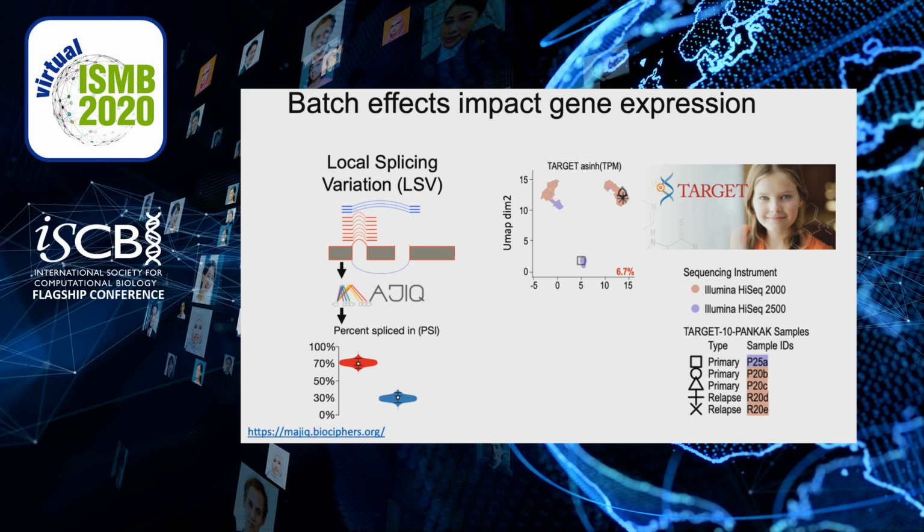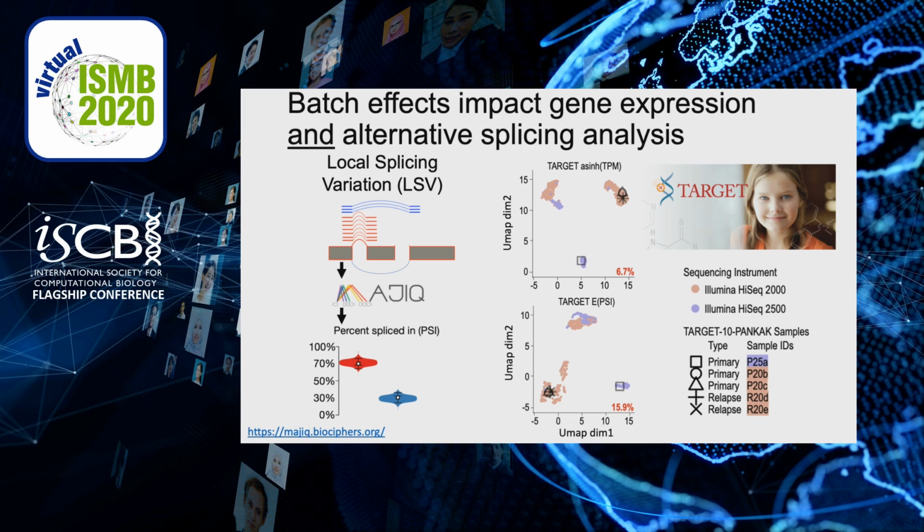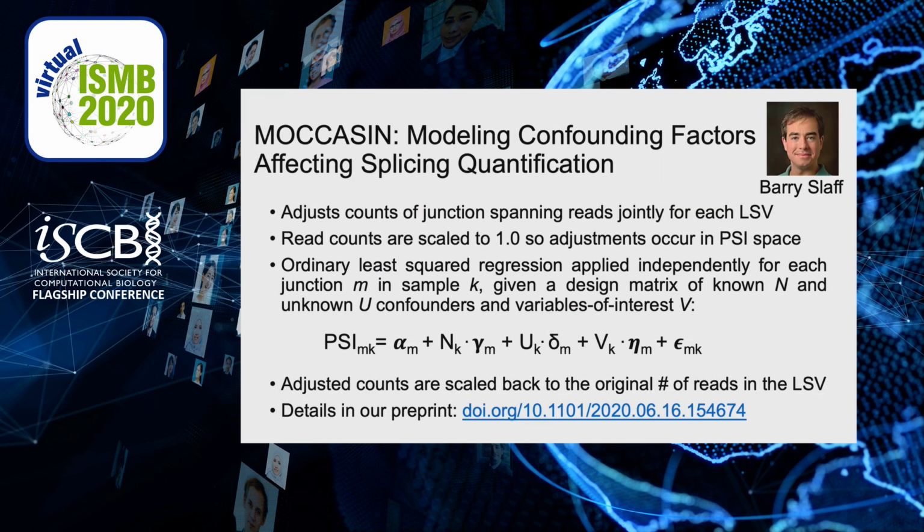effect. Now, when we look at this data quantified for splicing, perhaps unsurprisingly, we see this same batch effect in the splicing analysis too. In fact, it is quantitatively more of a problem because the total variation in psi attributable to this batch effect is 15.9%, which is over 2 times more than the batch effect we see in gene expression. So, to address confounding factors in splicing, a former graduate student in Joseph's lab, Barry Slav, developed MOCCASIN.